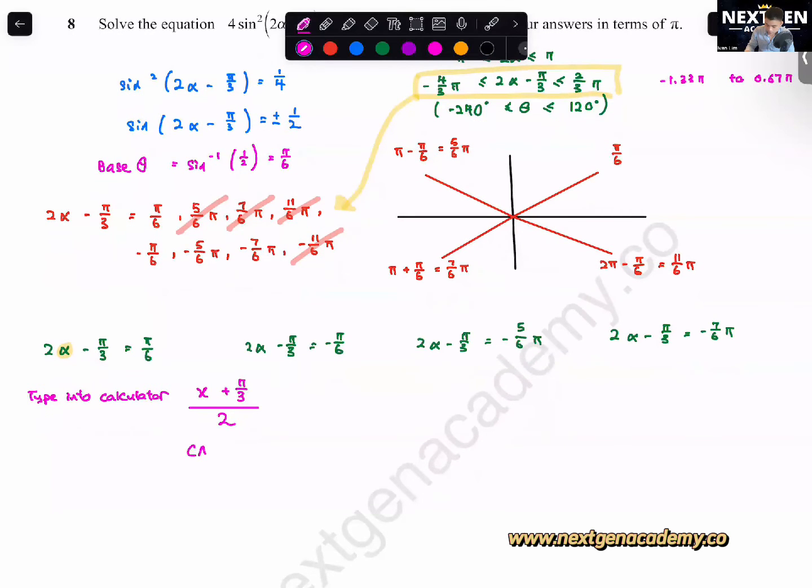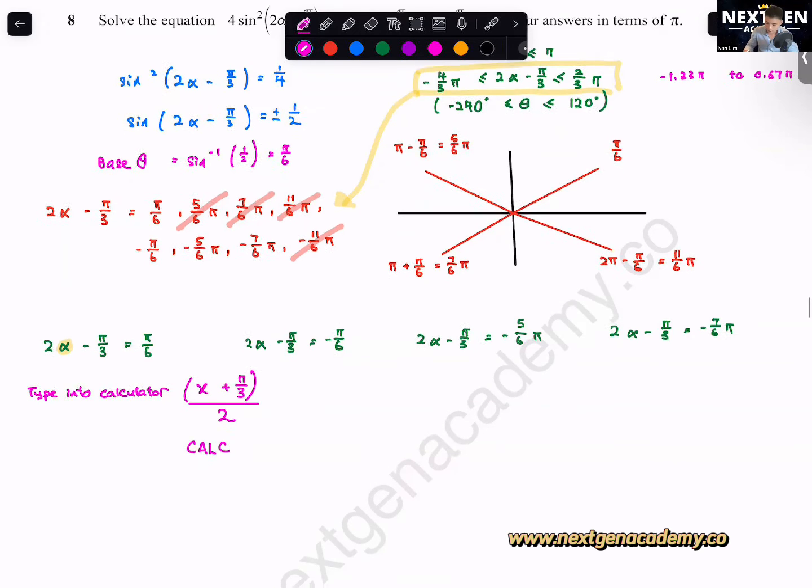Then you type CALC, so x plus pi/3. You have to bracket this entire thing if you are using the EX calculator. Then over 2. Okay, press CALC. I want you to type pi/6. They will first give you the answer in terms of decimal places, right? You press equal again. Okay, you will get 1/4 pi.